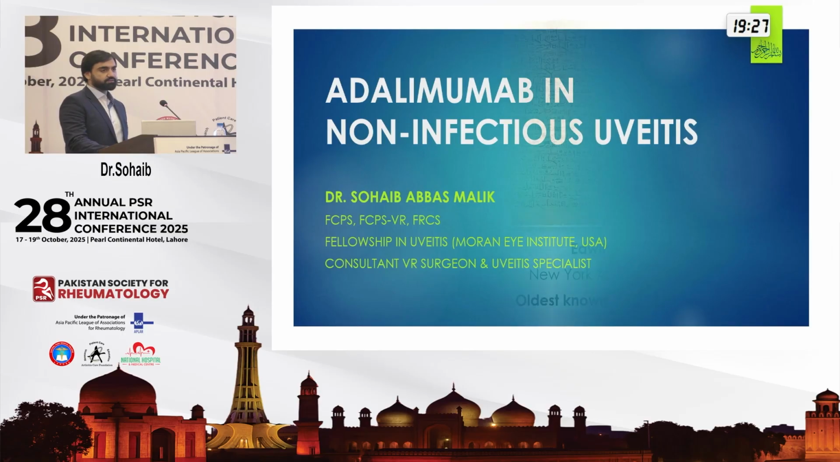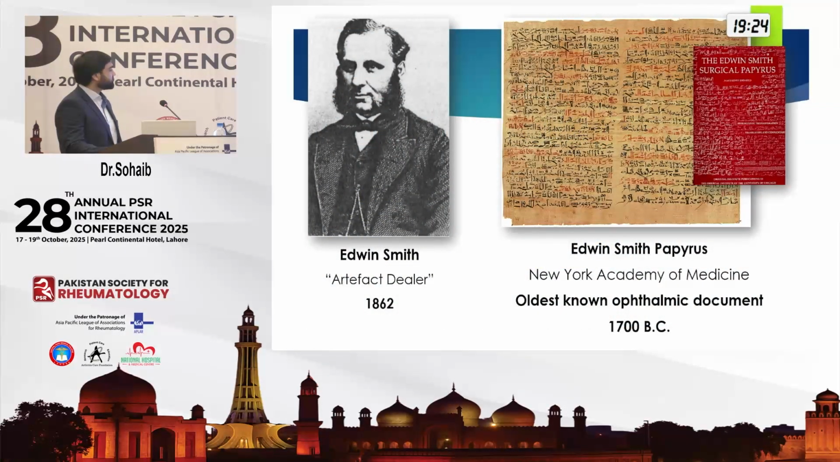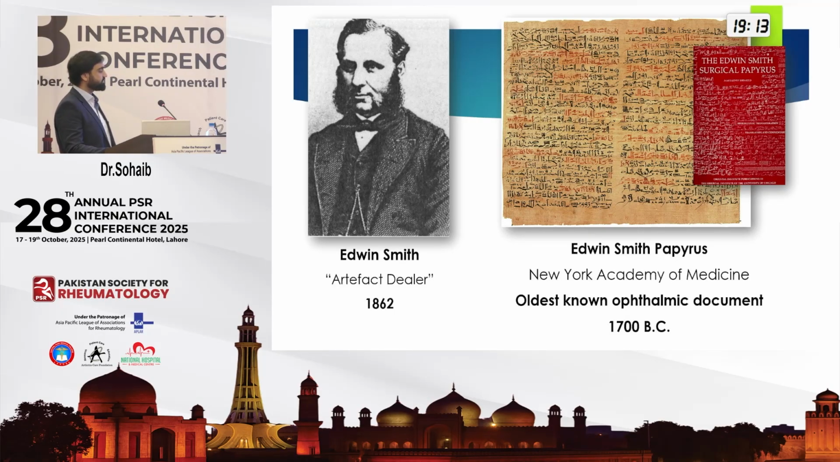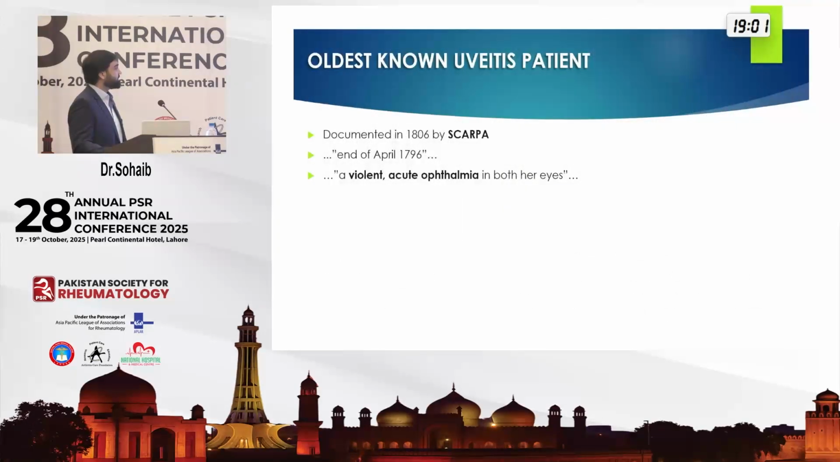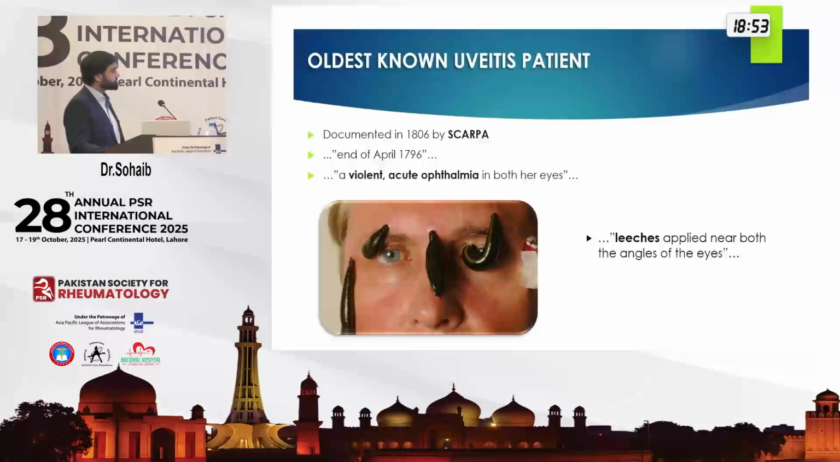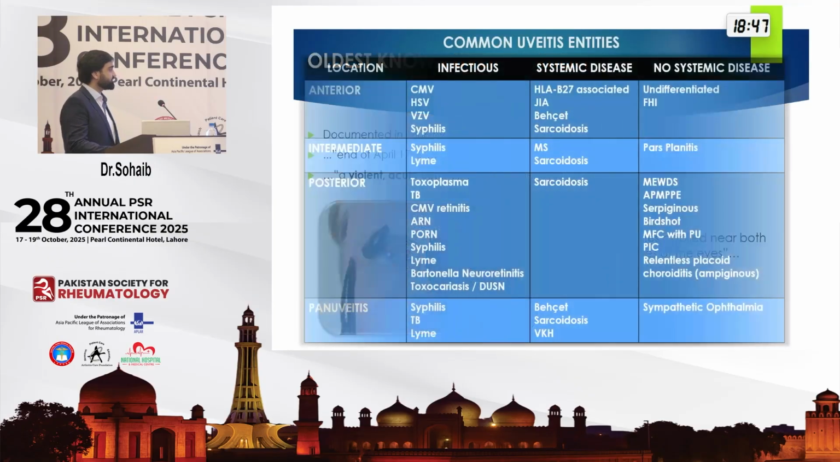Starting off with uveitis, this is Mr. Edwin Smith. He was an artifact dealer back in 1862. He bought this papyrus and named it the Edwin Smith papyrus. It's a 4,000-year-old document, and it has documentation about patients with uveitis. So humanity has known uveitis for good millennia. The first documented uveitis patient was in 1806. The patient had a violent acute ophthalmia in both eyes, and she was treated by applying leeches around her eyes. Thank God we have come a long way and we're not treating uveitis this way anymore.